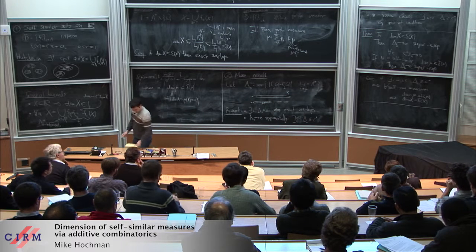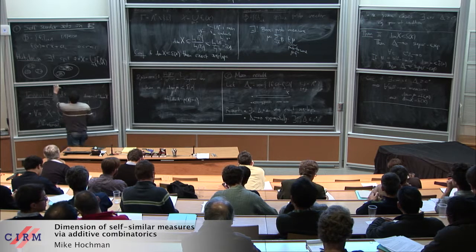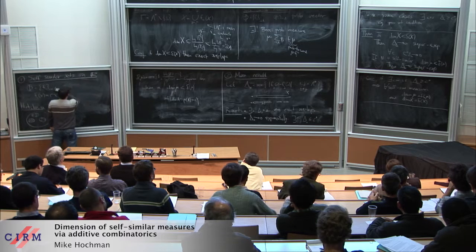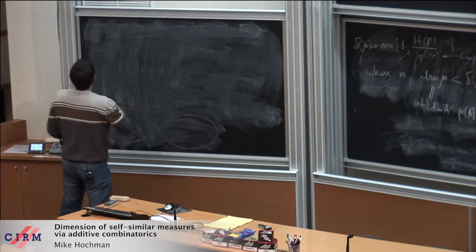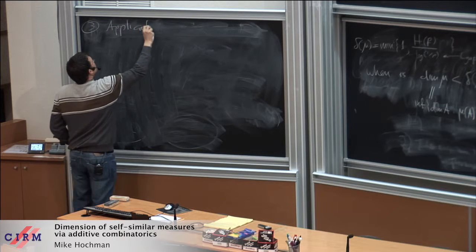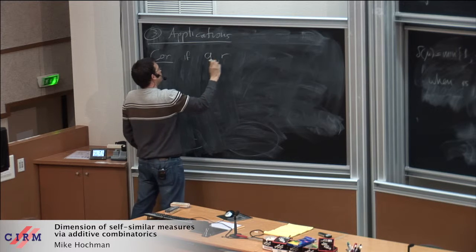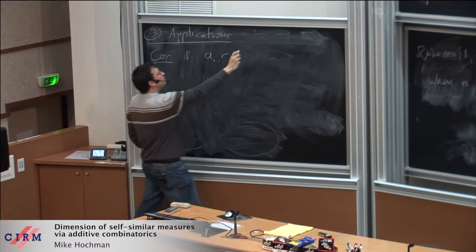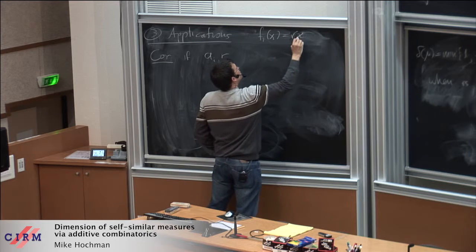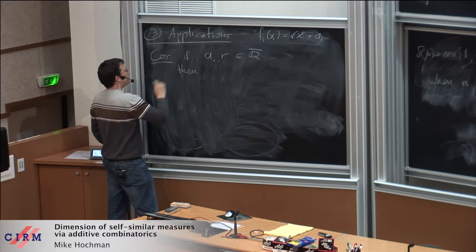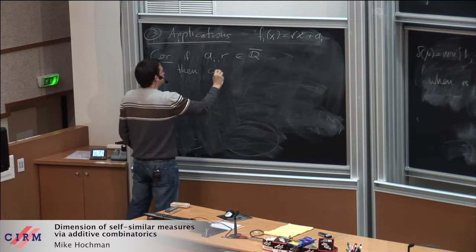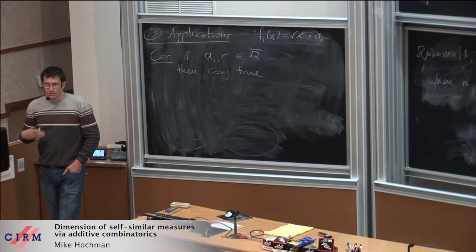Okay, so that's the theorem. I want to quickly tell you about some applications, and then say a little bit about the proof. First, let me give you a corollary that says that the conjecture is true in the algebraic world. So if the parameters that defined the contraction are algebraic, remember that fi of x was rx plus ai, if these guys are algebraic, then the conjecture is true, meaning that either the dimension is delta of x or there are exact overlaps.